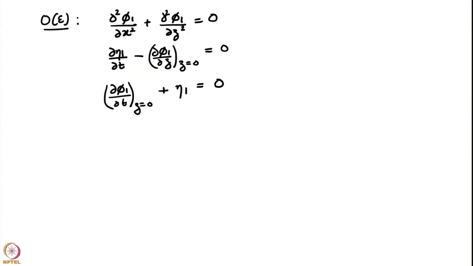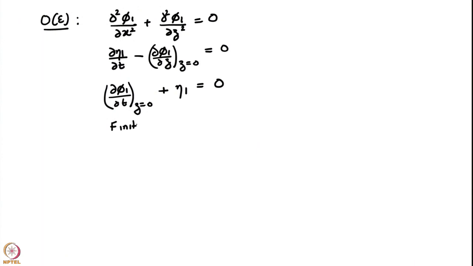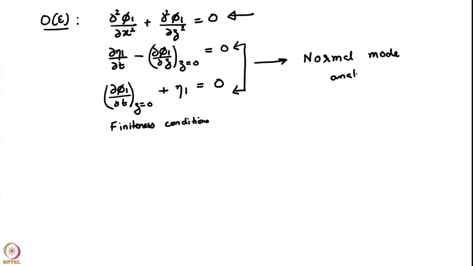So now this is what we learned. So what do we have here? We have a linearized set of equations. Now our boundary conditions have all become linear. We can analyze this set of equations, and of course we will have to remember the finiteness conditions. So we will have to solve this equation, satisfy those boundary conditions, and what we are going to do is apply normal mode analysis. So we are going to write the solution as some eigenfunction times e to the power i omega t.